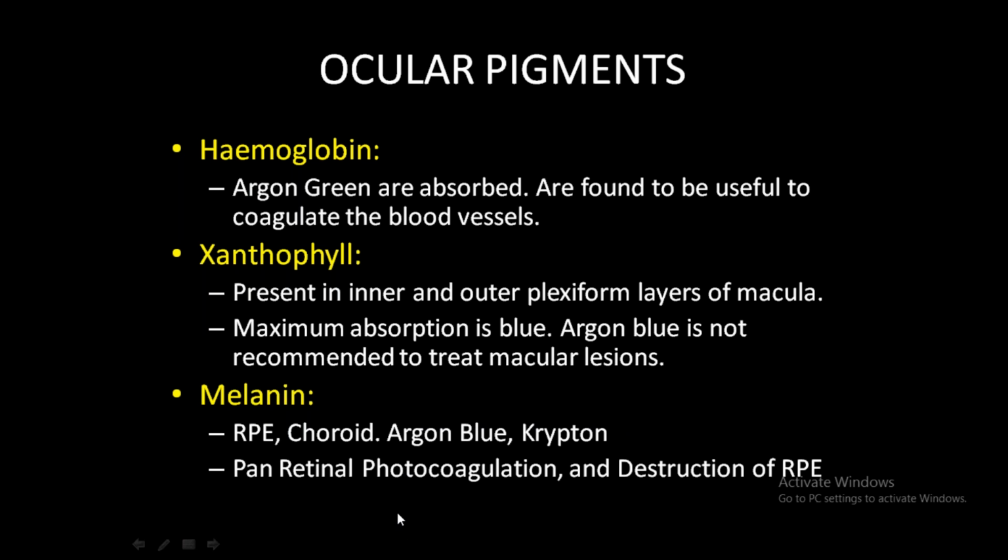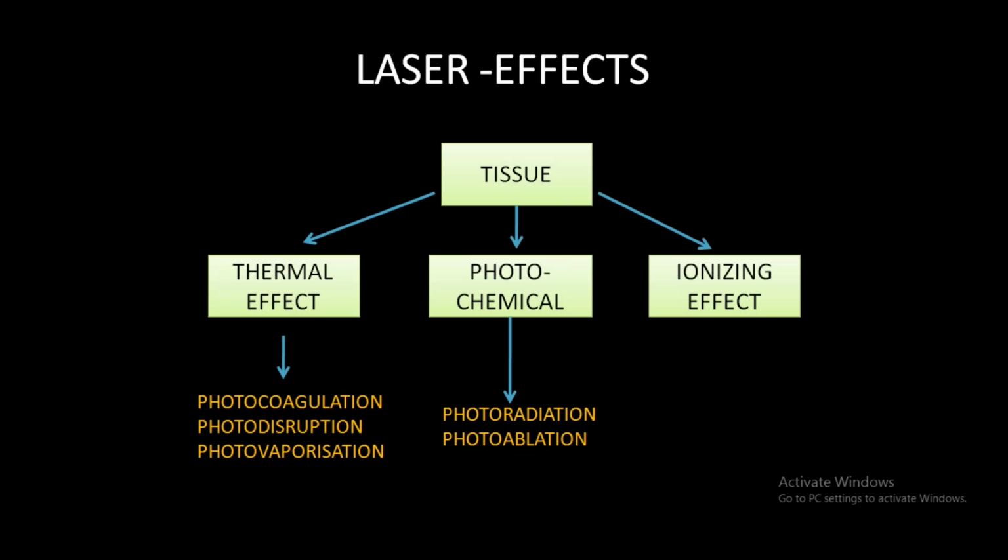So you have to select the type of laser based on the level of the lesion, where the lesion is. Is it at the level of the blood vessels, or at the level of the RPE or choroid? Each one has a different spectrum of absorption of wavelength of light, so you have to apply that particular wavelength of light to coagulate that particular lesion.